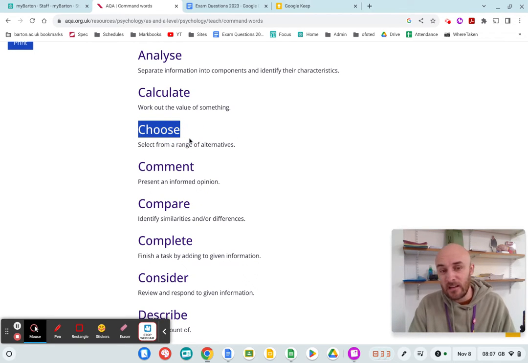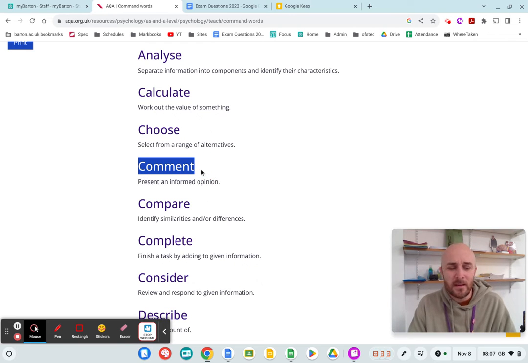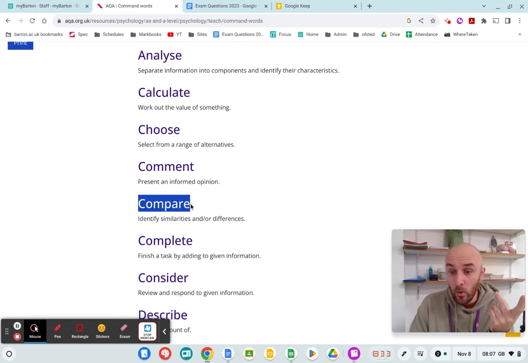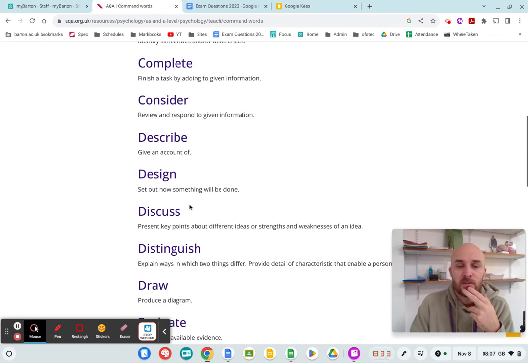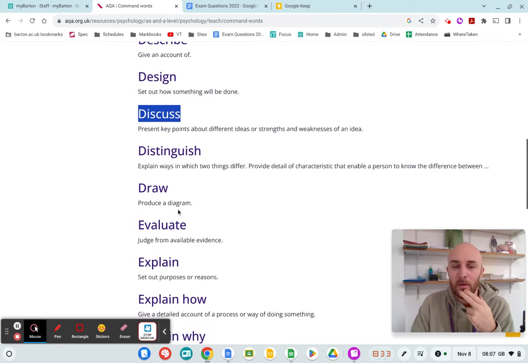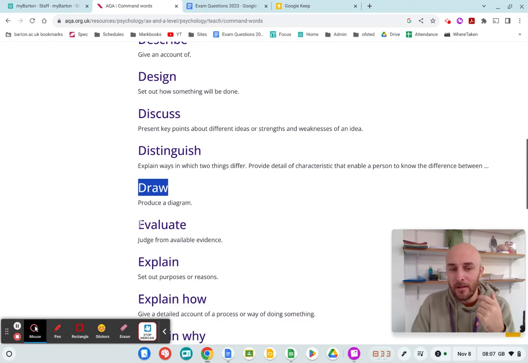So some come up obviously a lot more than others. Choose isn't particularly common, nor is comment. Present an informed opinion doesn't come up that much. Compare is coming up more and more. Describe and discuss. Discuss is probably the key one, I think, to be honest, that you do need to know about. Draw, okay. Evaluate. This one's a big one.